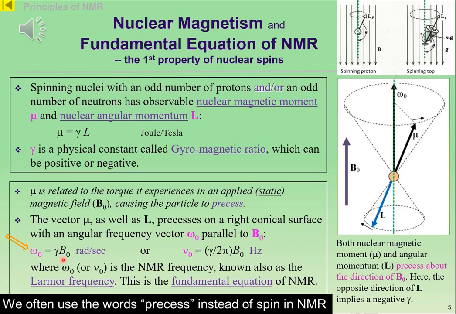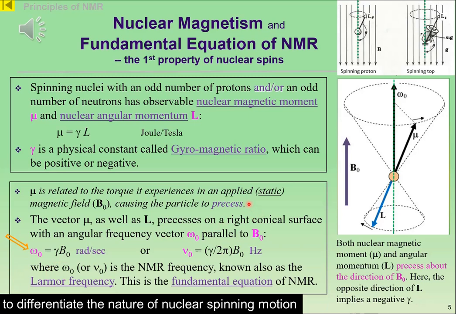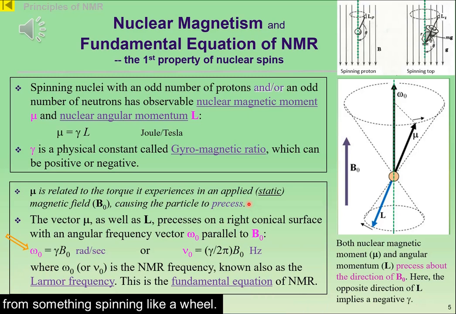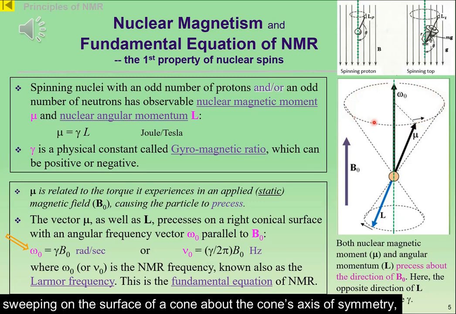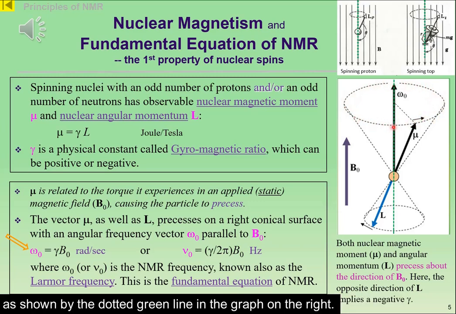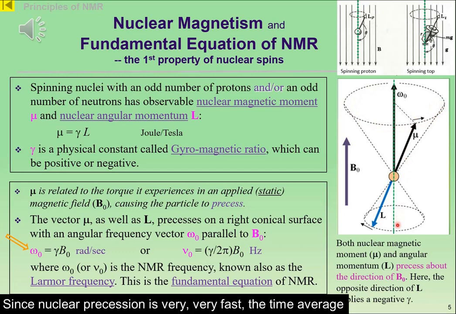We often use the word precess instead of spin in NMR to differentiate the nature of nuclear spinning motion from something spinning like a wheel. To understand nuclear precession, we represent a nuclear magnetic moment μ with a directional vector like an arrow. This arrow precesses not like a wheel but like a stick sweeping on the surface of a cone about the cone's axis of symmetry, as shown by the dotted green line in the graph on the right.